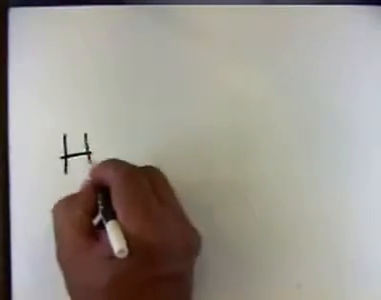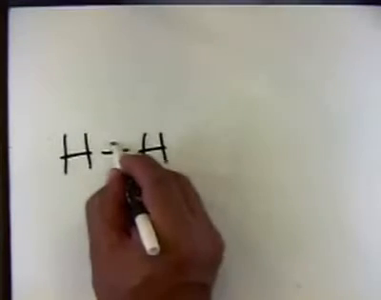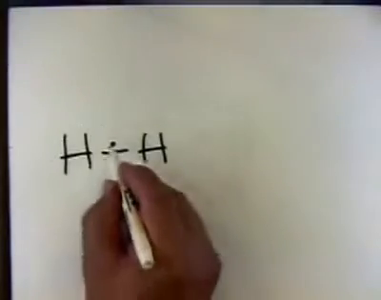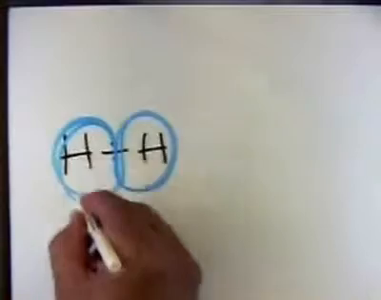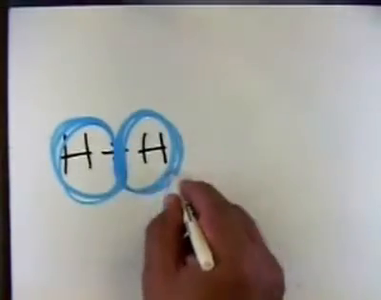If I have something like 2 hydrogens sharing a pair of electrons, remember there's 2 electrons here represented by that single covalent bond. If I was going to try to represent the path those 2 electrons take, I might do it in this form. And what I'm trying to imply is that those electrons are spending an equal amount of time with one atom as they do with another atom.